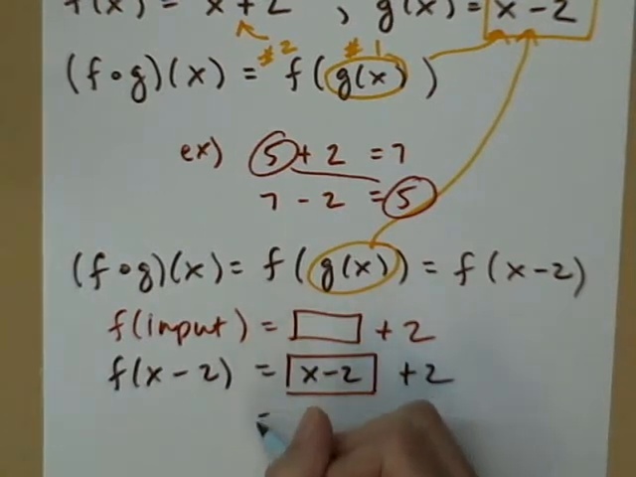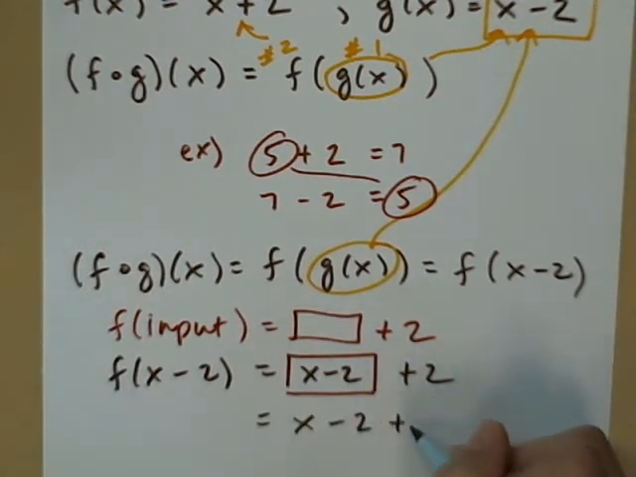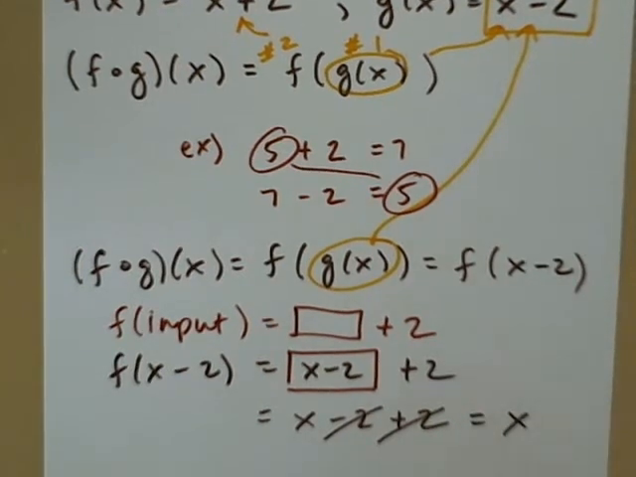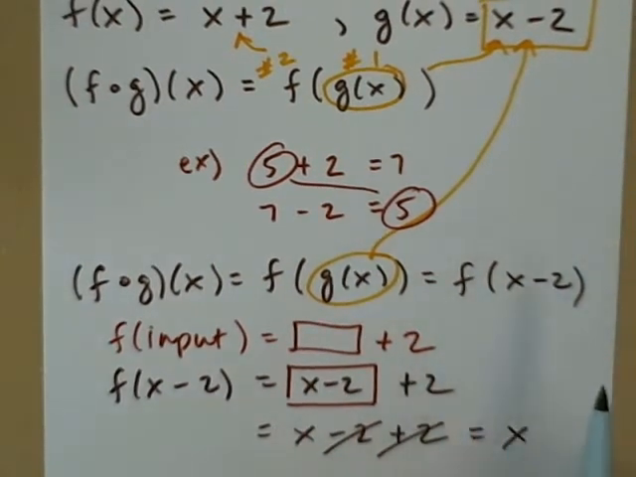If I take that box away, look what we've got. We've got x minus 2 plus 2. Minus 2 plus 2 is 0. And we end up with x in the end. So by adding 2 after we subtract 2, by applying these two functions together, we end up having really no operator happening to x when we get our original x back. Just like in our example, we got the 5 back.